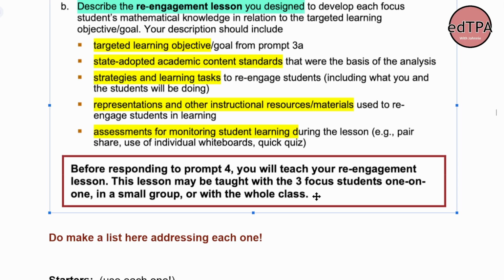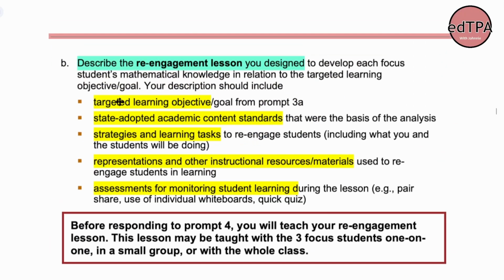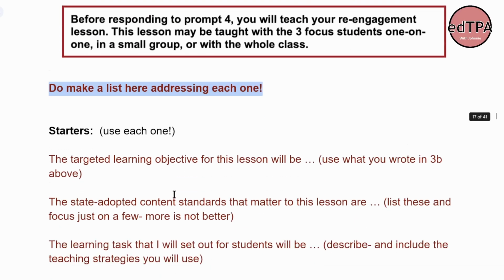So hold on to that last part in particular. It doesn't have to be a one shot. It could be each individual focus student in separate individual lessons. The 3 focus students just themselves or with a few other students, or they could be all together with the rest of the class, but you have to have the 3 focus students. Okay, do make a list here addressing each one, and the list is these: learning objectives, state-adopted academic content standards, your strategies and learning tasks, your representations and instructional materials, and the assessments you will use.